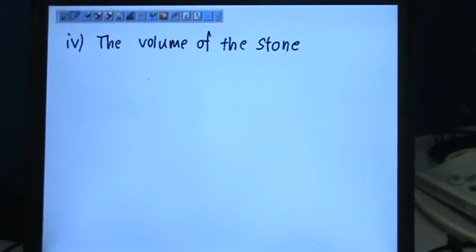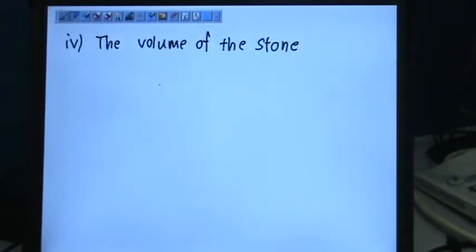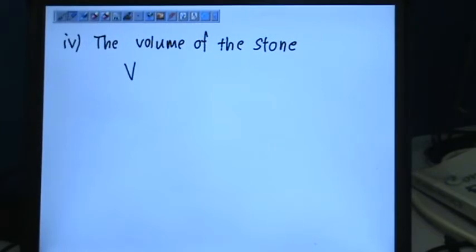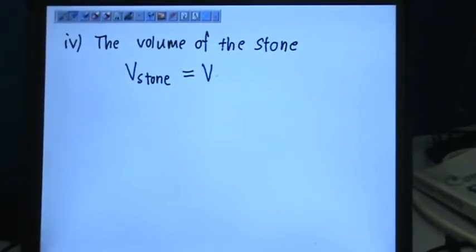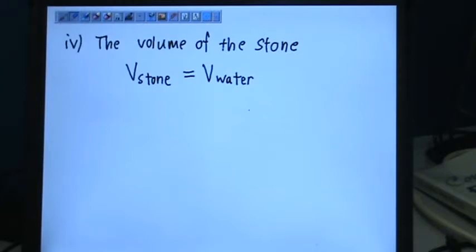How about the volume of the stone? The volume of the stone can be found by putting this statement. The volume of the stone is practically the same as the volume of the water it displaces. Okay, how much you fill in, jump into the swimming pool, how much water you have taken off. Okay, so our aim is to find the volume of the water being displaced.